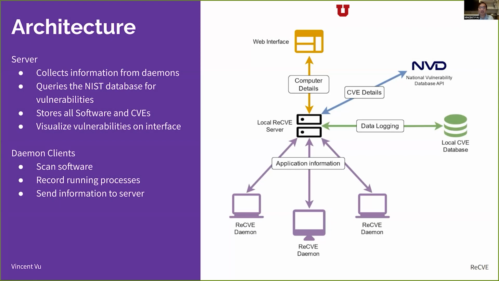And here we can see a diagram of ReCVE's architecture. The daemons compile a list of software and running processes from their device and send this information to the server. The server then uses this information to query the National Vulnerability Database for any vulnerabilities. It then stores all software and any associated vulnerabilities in the local database, which is hosted on the same machine as the local server. It then visualizes any found vulnerabilities on the web interface.